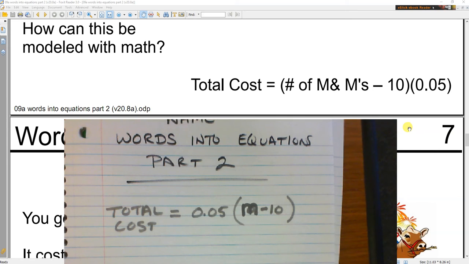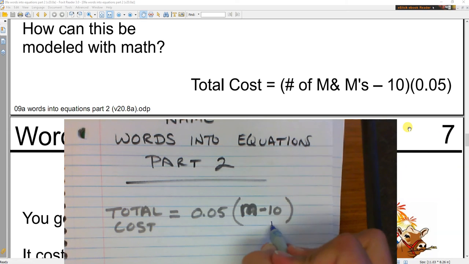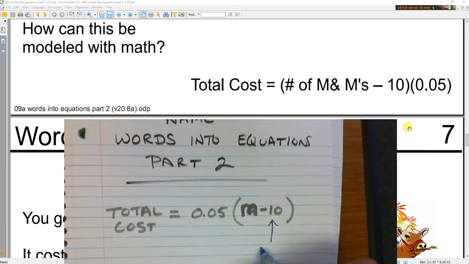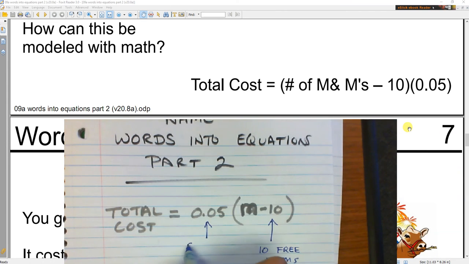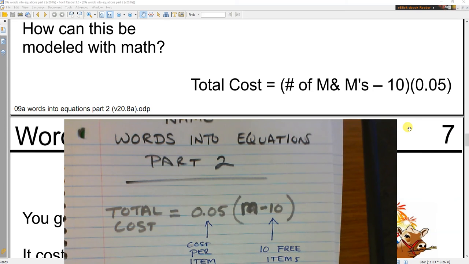So let's make a note on this. This would be the 10 free items. And this would be the cost per item after the free ones.